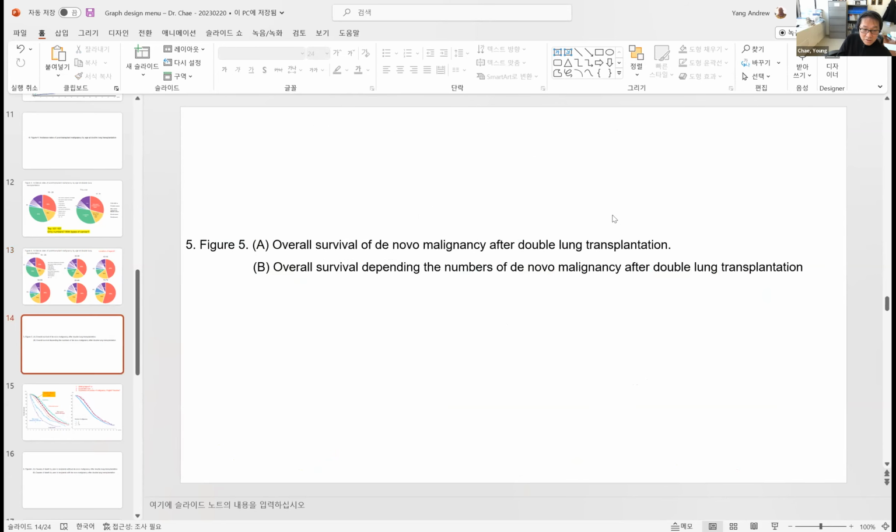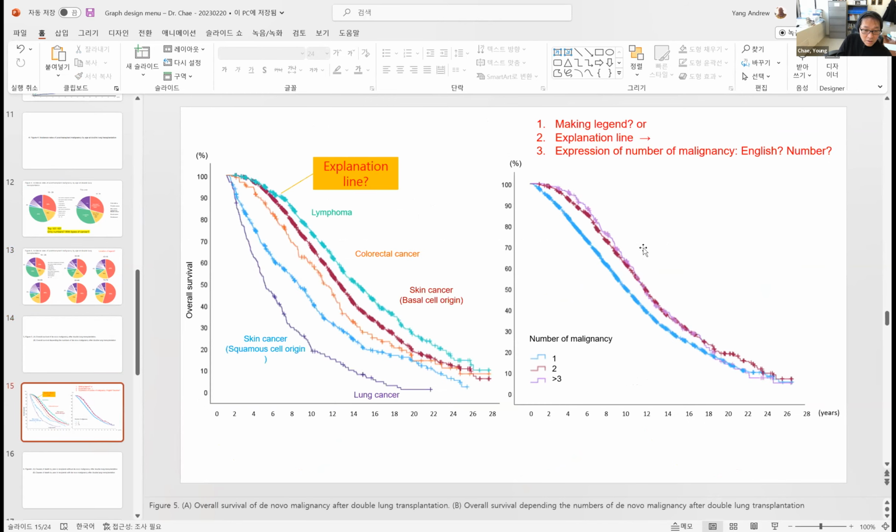Next, you done? This is overall survival. As you can see, the left side one is de novo malignancy after double lung transplantation, and the right side one is according to the numbers of post-transplant malignancy. When you look at the right side, there is not enough space to write the legend on the graph. Right. Yeah, it is overlapping, but I put the skin cancer beside the blue graph. I see.